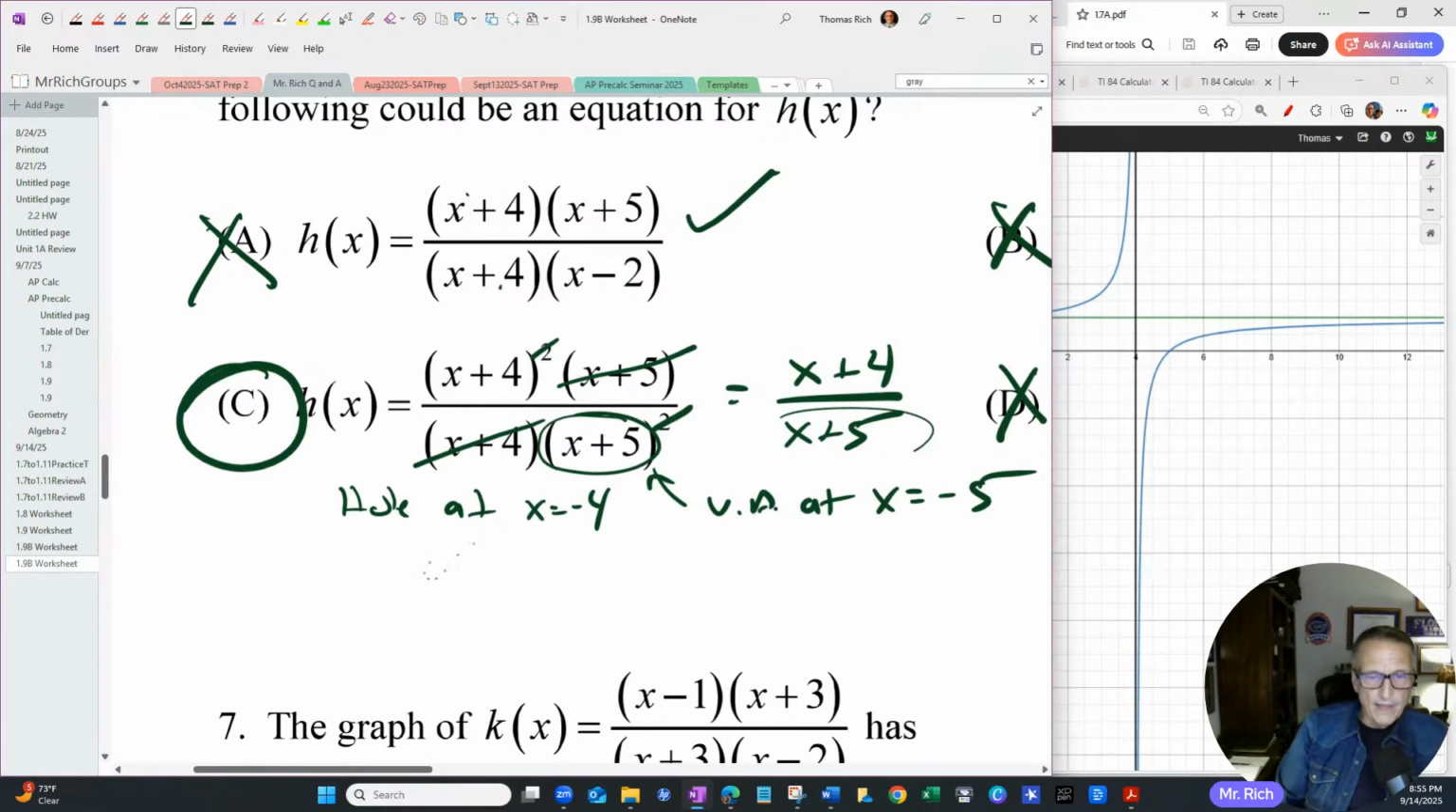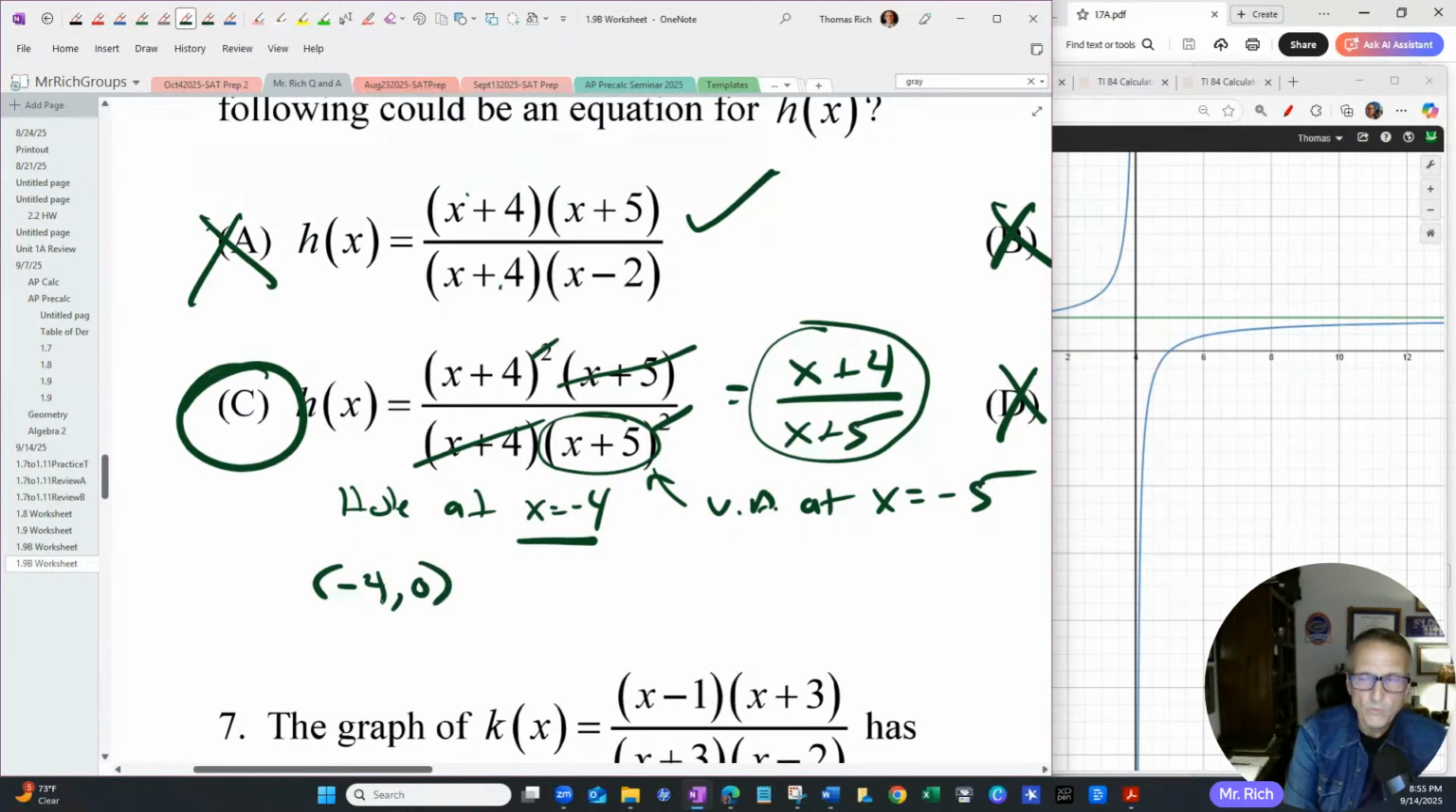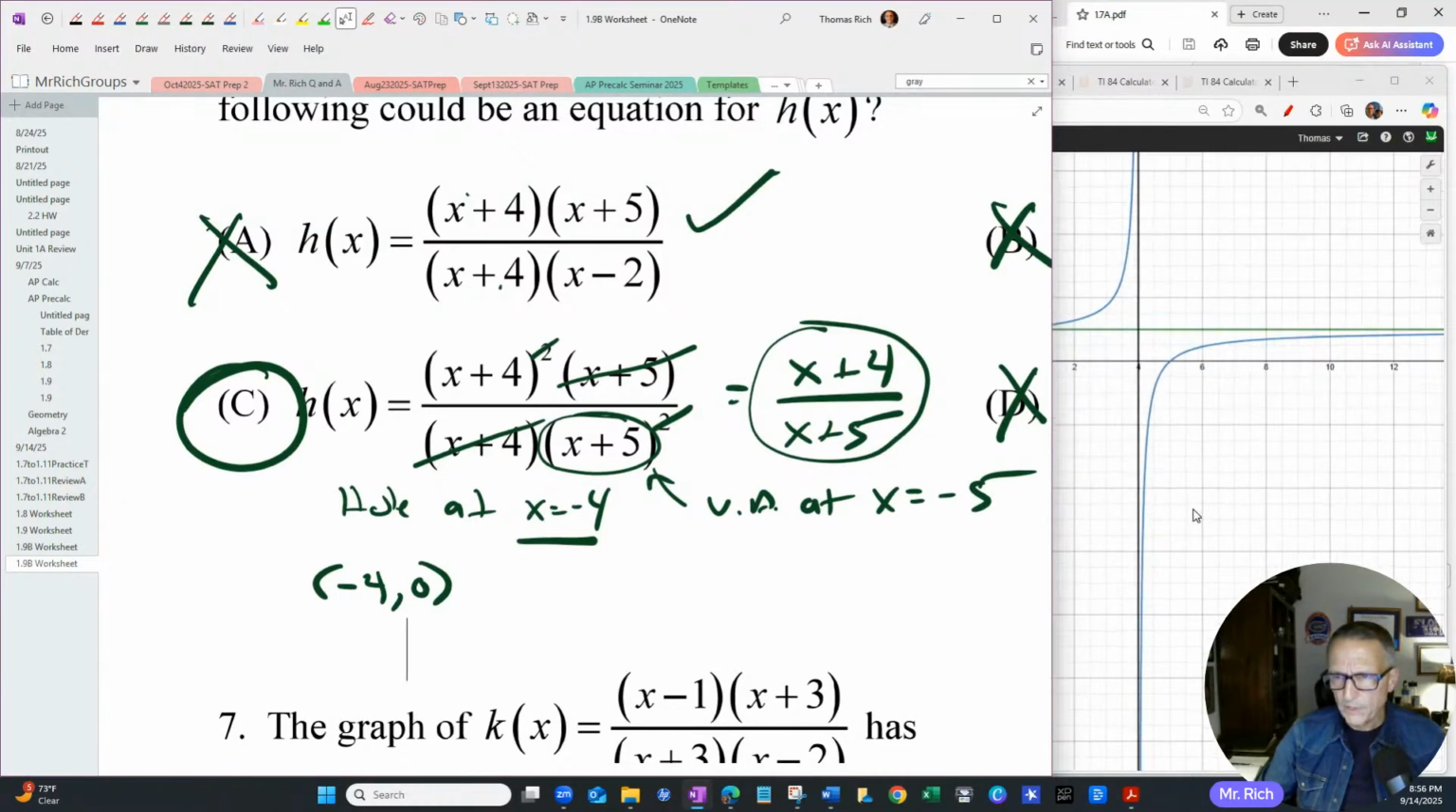But if I needed to find that y coordinate, I would put the value of -4 back into the simplified version of the function, which would give me 0 in the top and 1 in the bottom. So the coordinate of the hole would be -4, 0. So it's sitting on the x-axis. The hole is right on the x-axis. So let's graph that and see what it looks like.